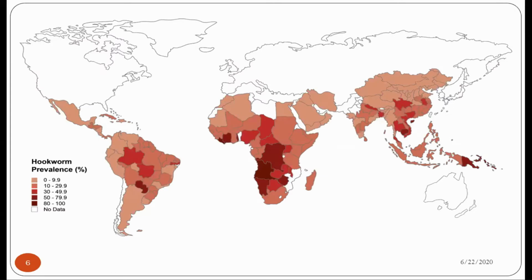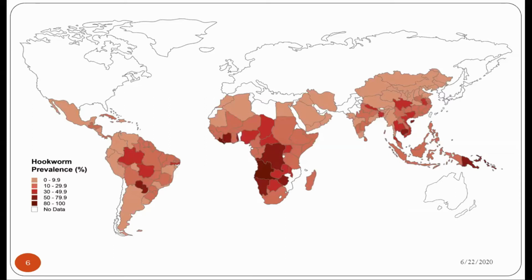This picture shows that the infectivity rate of hookworm infestation is very high in underdeveloped countries. That is, most parts of Asia, Africa, and South America are heavily infested or affected by these hookworms, while the rest of the world is free from hookworm infestation.